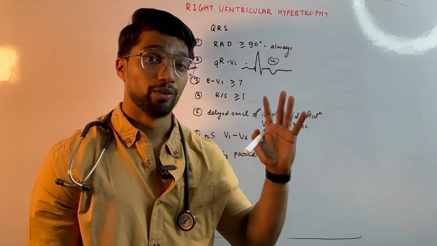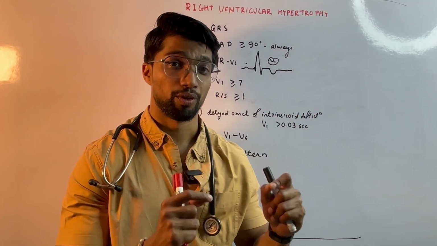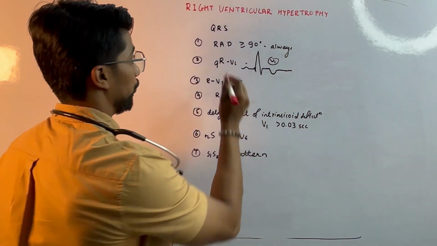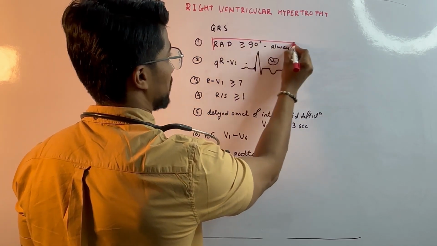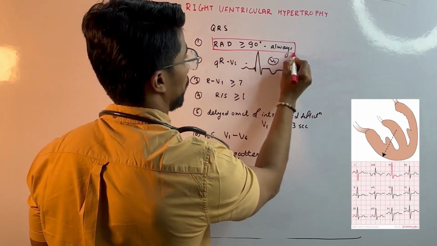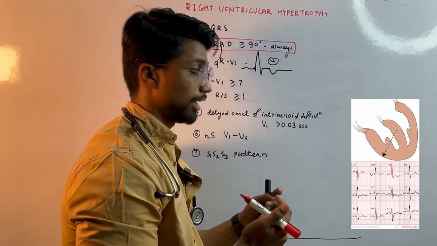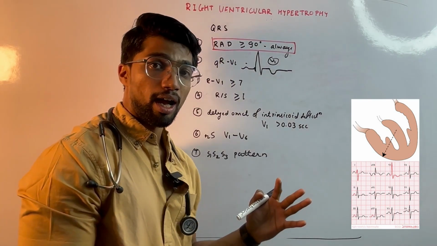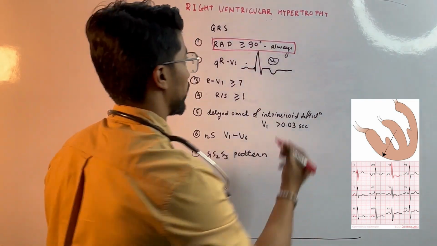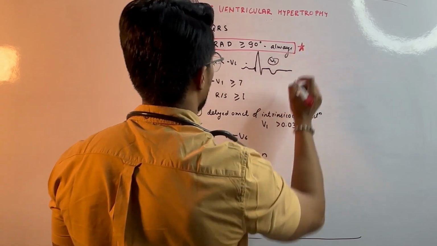So now we move on to what happens in the QRS wave when there is RVH. First and foremost is right axis deviation, which is almost a must if you have to describe RVH. In type C of RVH, that could be the only finding and nothing else might be visible. So right axis deviation is a must.